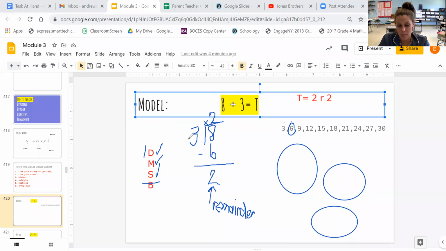And now I can divide the number 8 because I have 3 groups. 1, 2, 3, 4, 5, 6, 7, 8. Oops, that wouldn't work because they're not equal. So I would take these 2 out, and I would put them as my remainder. So each group gets 2 with a remainder of 2.